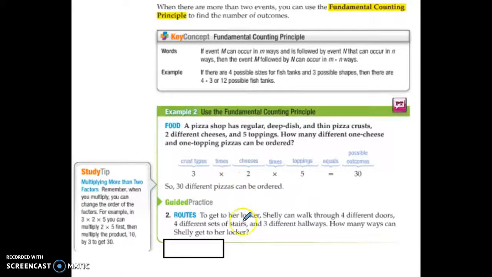30 different possible pizzas. Right here, to get to her locker, Shelly can walk through 4 different doors, 4 different stairs, and 3 different hallways. How many ways to get to her locker? Well, without drawing a tree diagram, I'm going to do 4 times 4 times 3, which I believe is 48. Let's check it out. Boom, 48 ways.